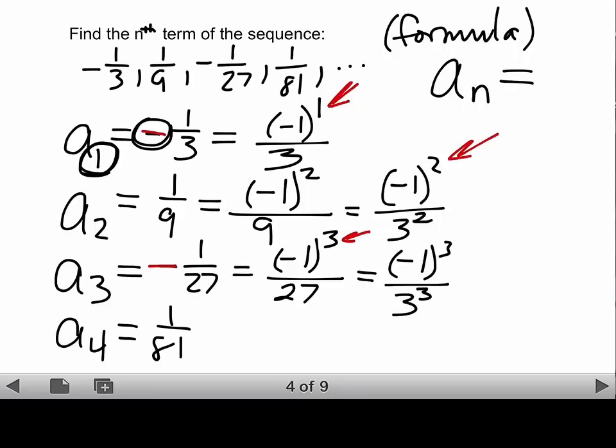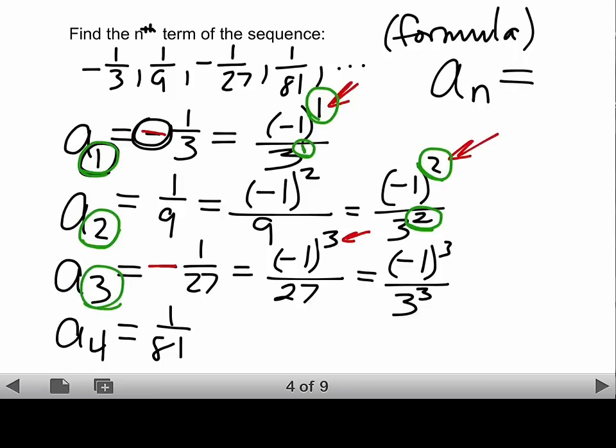Now, this is pattern recognition. What pattern do I see? For a1, when the subscript is 1, the exponent in the numerator on negative 1 is 1, and the exponent on the denominator, 3, could be written as 1. That seems to work. For a sub 2, where the index or the subscript is 2, we wrote down that the exponent on negative 1 is 2, and in the denominator, the exponent on 3 was also 2. That matches. That's really important.